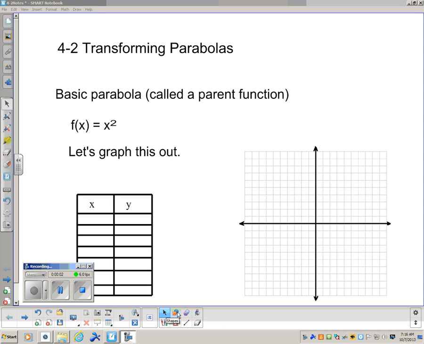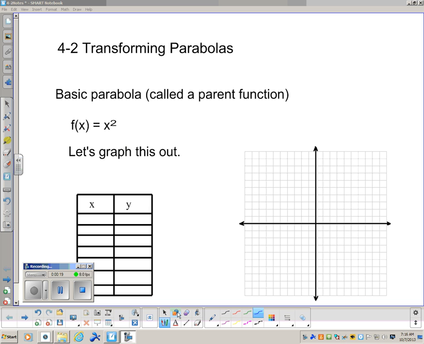All right, so today we are going to transform parabolas. We have a basic parent function. It's a basic parabola. It's called the parent function. It's y equals x squared or f of x equals x squared. We're going to go ahead and graph that out.